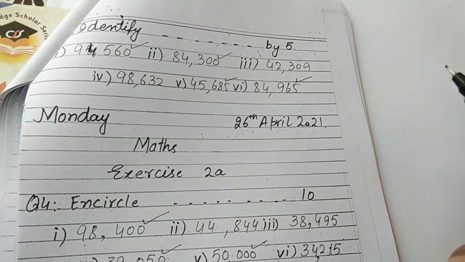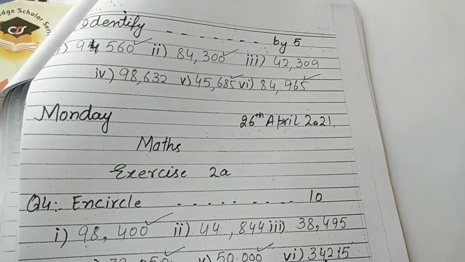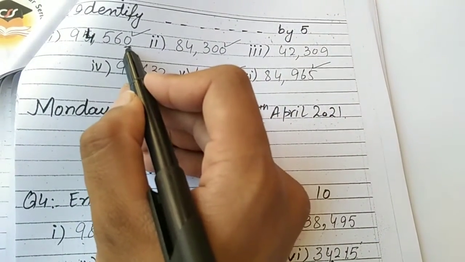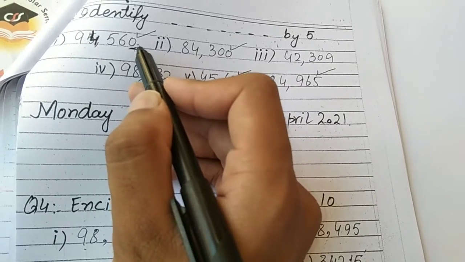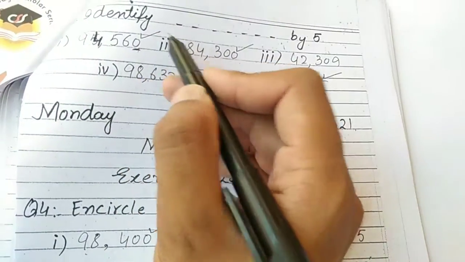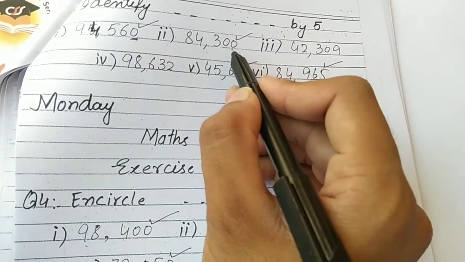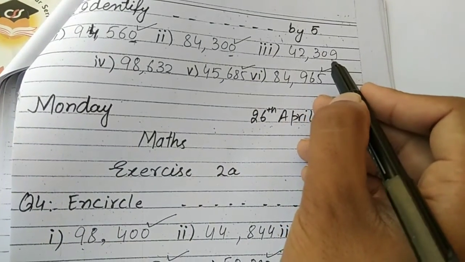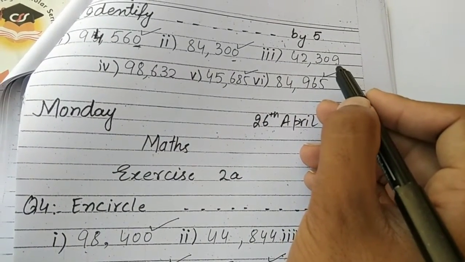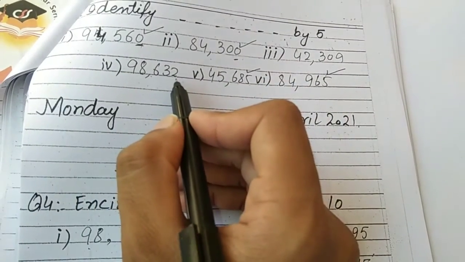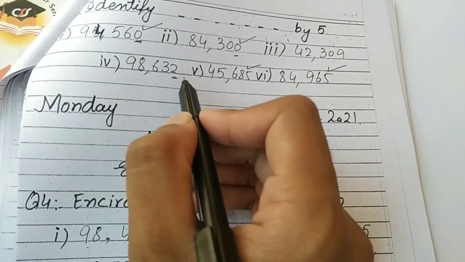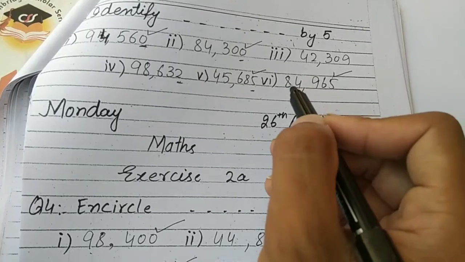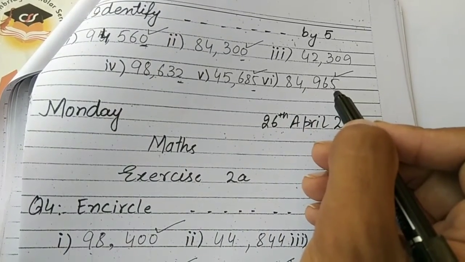Now in question number 3, we have to identify the numbers which are divisible by 5. As we have discussed earlier, if the number ends with 0 or 5, then that number will be divisible by 5. Here, this number ends with 0, meaning the digit at the one's place is 0, so it is divisible by 5. So we have to encircle it or tick it. Next part, the digit at the one's place is 0, so this number is also divisible by 5. Here, the digit at the one's place is 9, so it is not divisible by 5. In the next part, the digit at the one's place is 2, so it is also not divisible by 5. In part 5, the digit at the one's place is 5, so it is divisible by 5. In part 6, the digit at the one's place is 5, so it is also divisible by 5.